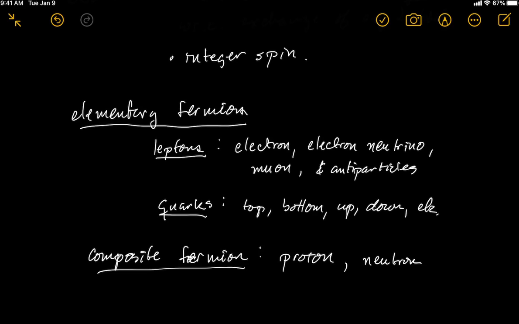Now, sometimes if you end up with an even number of protons and neutrons, then you end up with a composite boson. If you end up with an odd number of protons and neutrons added together, then you end up with a composite fermion. So things like C13 would be a composite fermion.